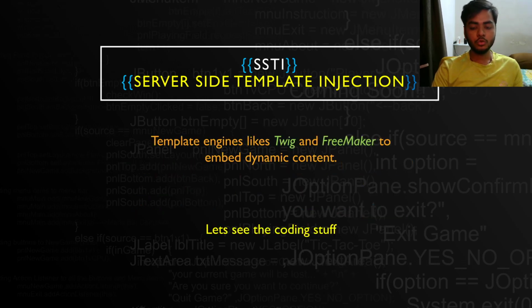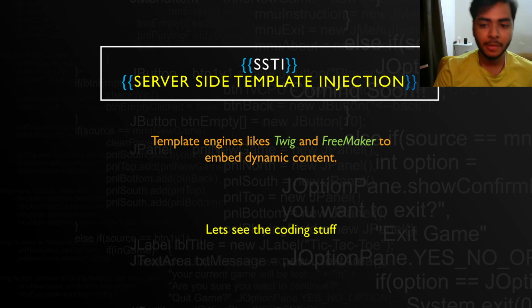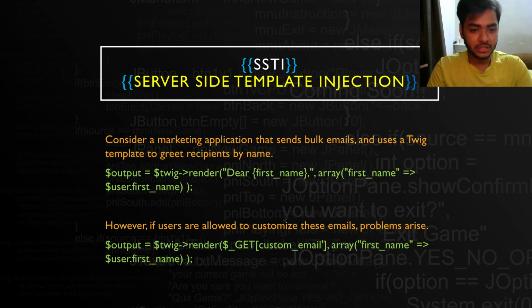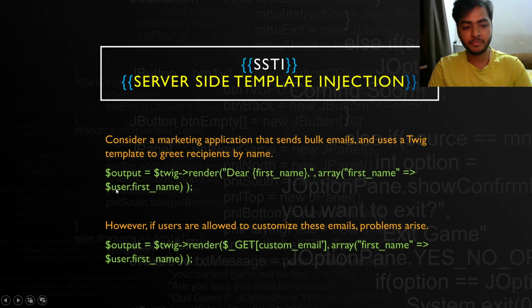So there are two templates, like Twig and FreeMarker, which help you present dynamic data. So let's see some coding stuff. For example, in this first one, you can see Twig render, dear first name, not controlled by user, then first name is user dot first name. You can see that no value is being controlled by user input.